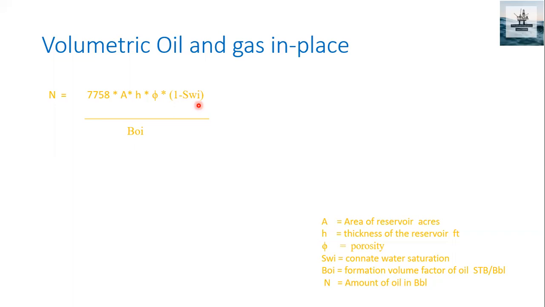So 1 minus SWI represents, simply, if it is an oil reservoir, SO. If it has gas, then it will be SO plus SG. So 1 minus SWI means pore volume filled by oil or gas. Then BOI represents formation volume factor of oil at initial conditions.